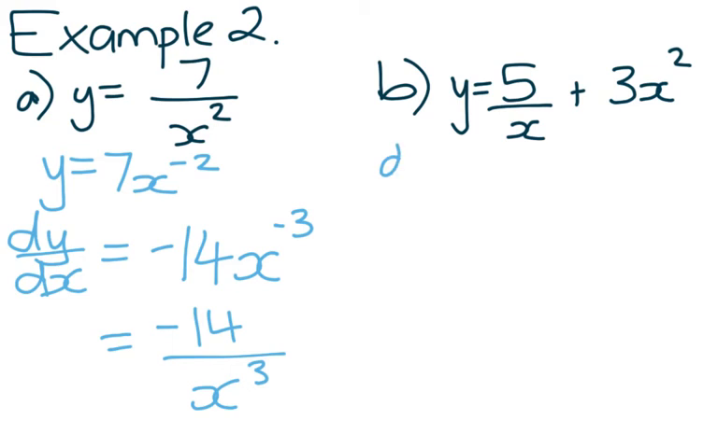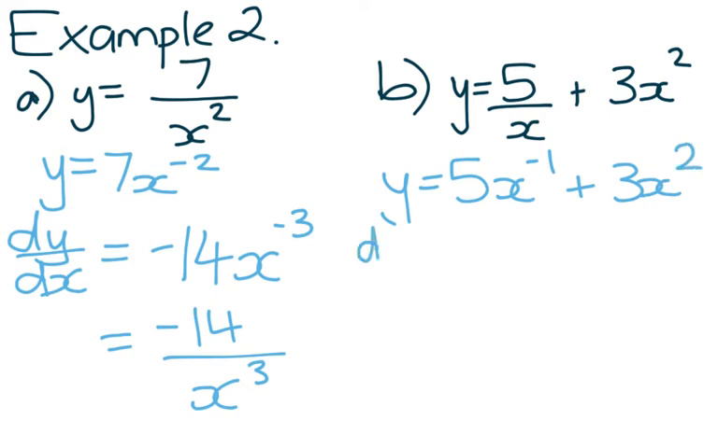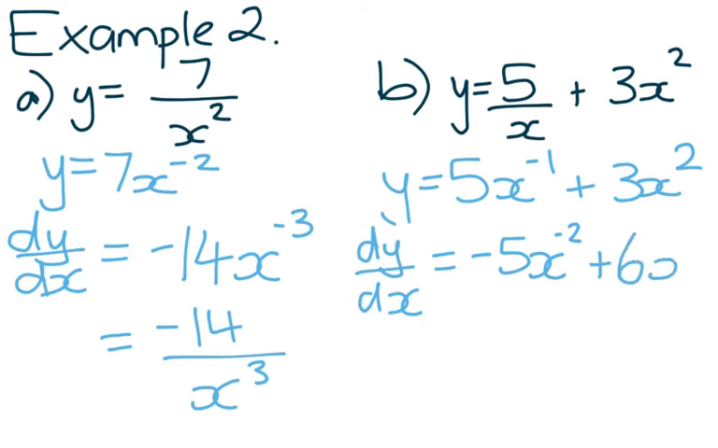So again, we're just going to do y equals 5x to the power of negative 1 plus 3x squared. Now I can do my derivative. So we've got dy by dx, and we do negative 1 times 5 is negative 5, and then we've got x to the power of negative 2, plus 2 times 3 is 6, and if I reduce that power by 1, I get x. So we end up with negative 5 over x squared plus 6x as our derivative for that one.